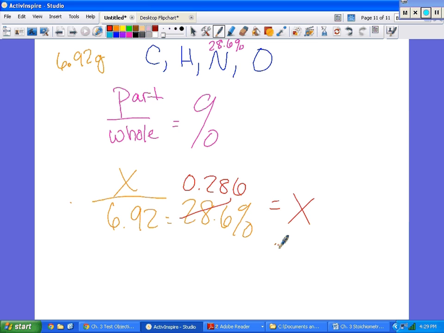That's how you do that. One more time, let's start over. I have a compound that has carbon, hydrogen, nitrogen, and oxygen in it, and I'm going to pour 6.92 grams of it in your hand. And I'm telling you that compound's made up of 28.6% nitrogen.